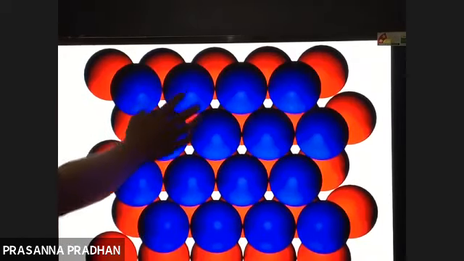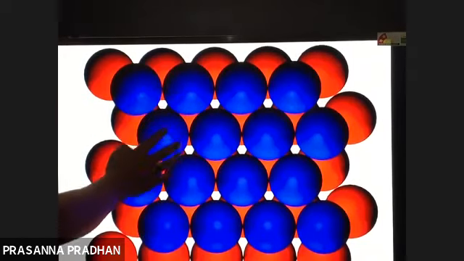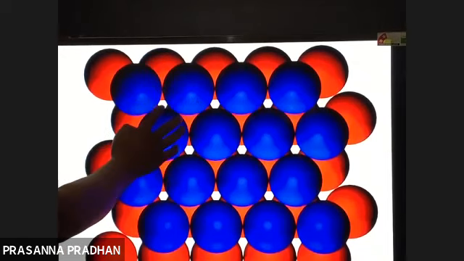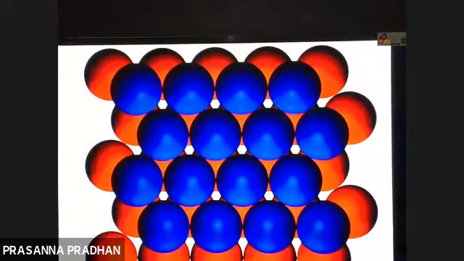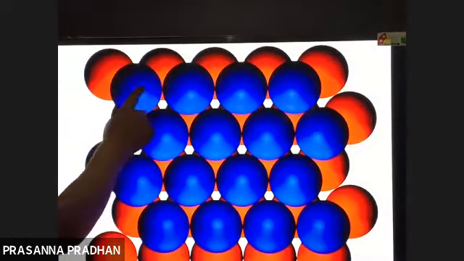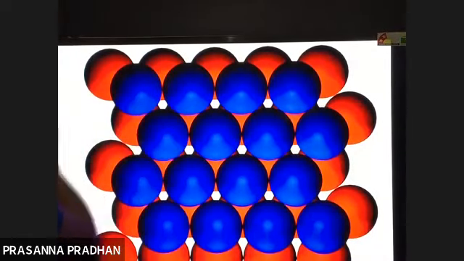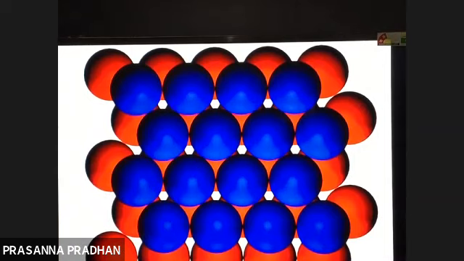And these 3 spheres here, between these 3 spheres also a void is being created. What is this void known as? Octahedral. Excellent. So after you place the second layer of spheres, there are two types of voids created. Here a tetrahedral void will be created and here an octahedral void will be created.